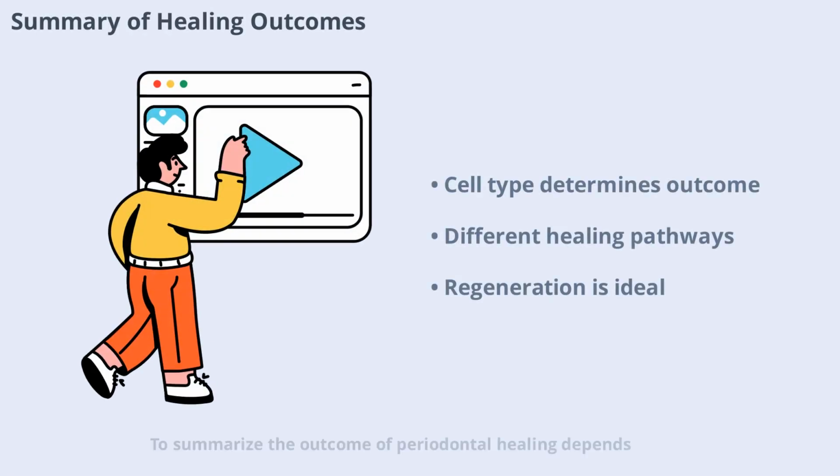To summarize, the outcome of periodontal healing depends on which cells populate the area first. Epithelial cells lead to long junctional epithelium. Connective tissue cells result in parallel fibers. Bone cells may cause resorption or ankylosis, and periodontal ligament cells enable true regeneration. Each pathway has different implications for tooth stability and long-term oral health.